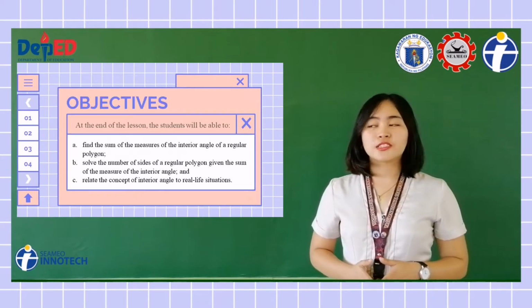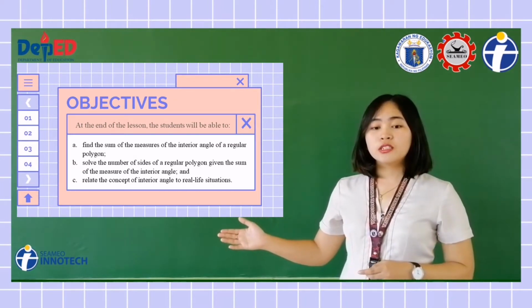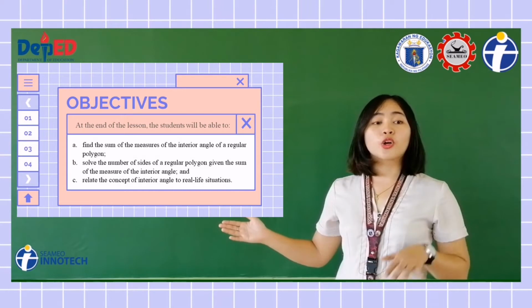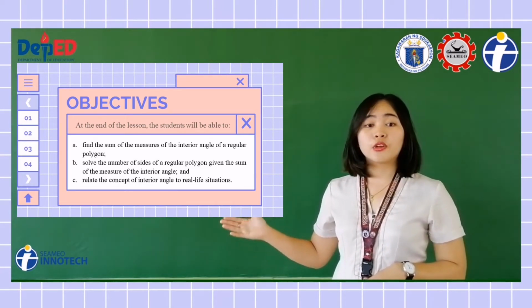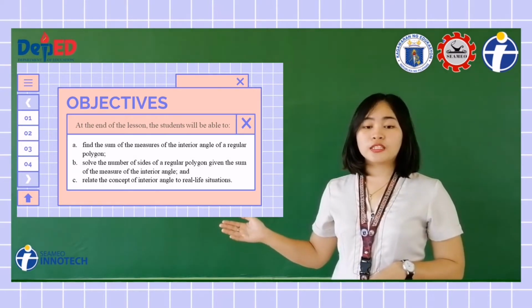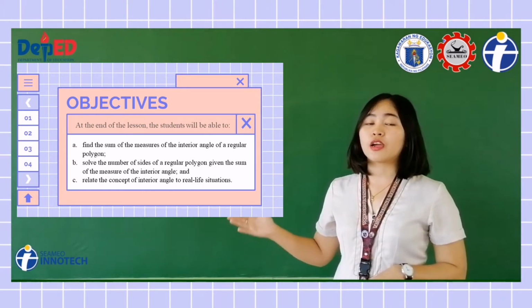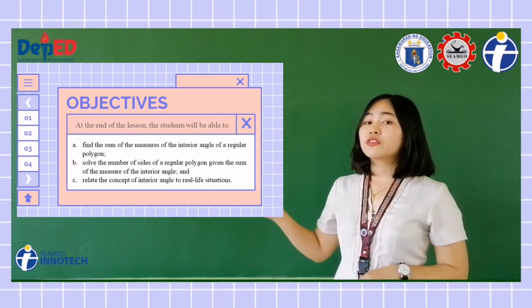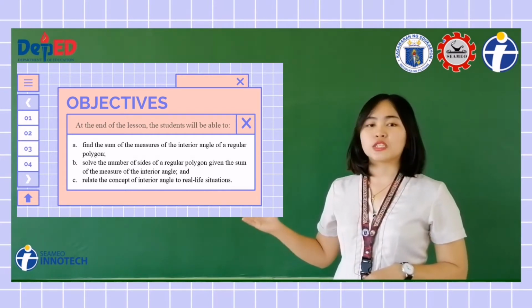So let's read the lesson objectives for this topic. At the end of the lesson, you will be able to, first, find the sum of the measures of the interior angles of a regular polygon. Second, solve the number of sides of a regular polygon given the sum of the measures of the interior angles. And third, relate the concept of interior angles in a real-life situation.